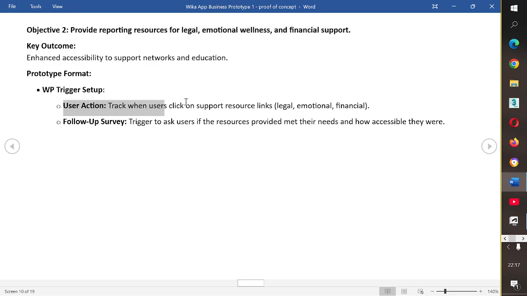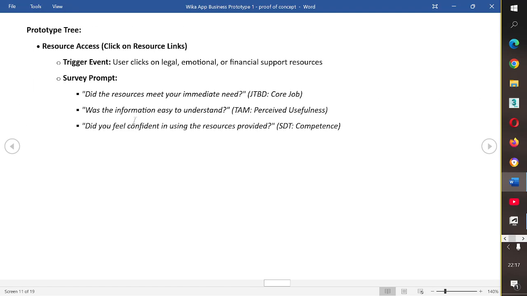The user action. To track users, click on support resources for legal, emotional, and financial well-being. So that has to be done in a way that they can click on that intuitively. And then the follow-up survey is going to ask the following questions. These are the questions. Did the resources meet your immediate needs? Now, this is just general, but by resources, what we mean is the legal support, the healthcare support, and financial support, and any other support that we might want to include in that. Those are the resources. So did they meet your needs? And give them a chance to say, no, I needed this, so that we can get what they're saying. It's part of the needs assessment.